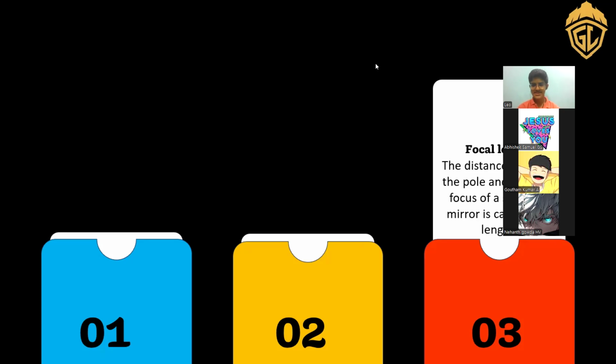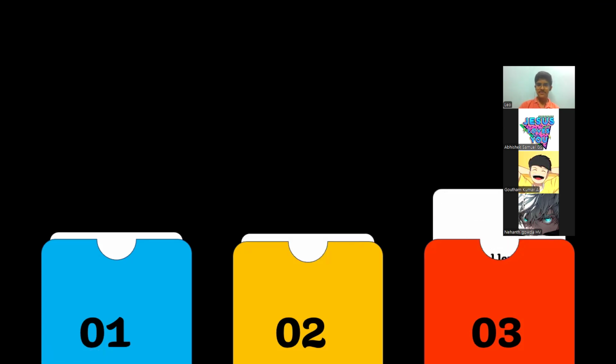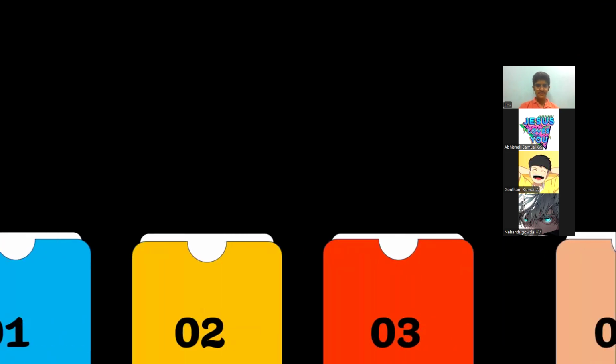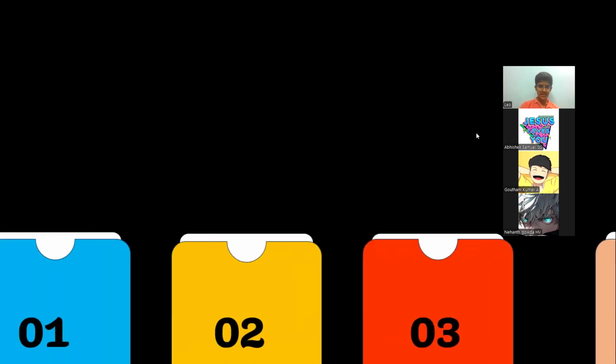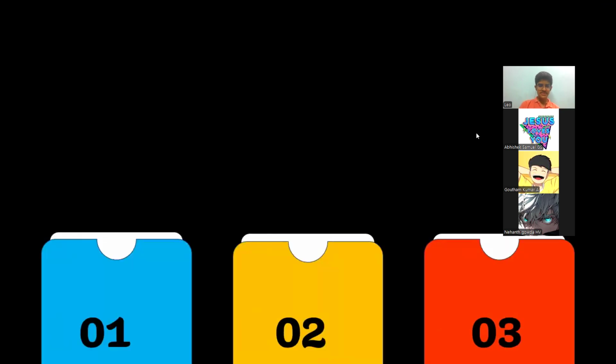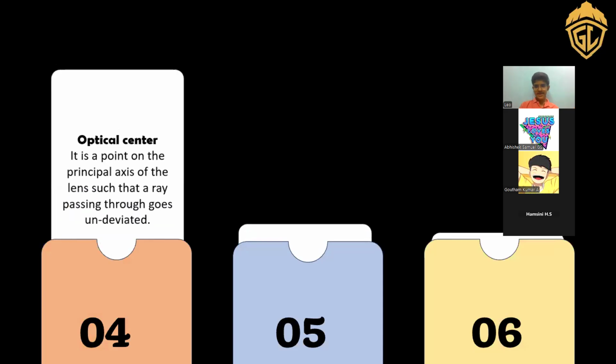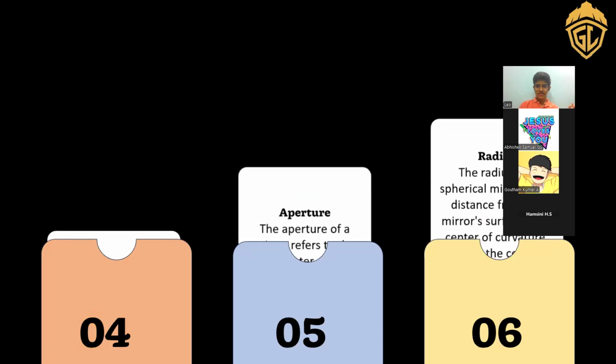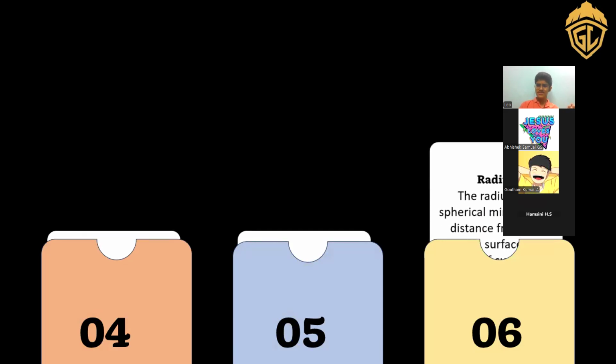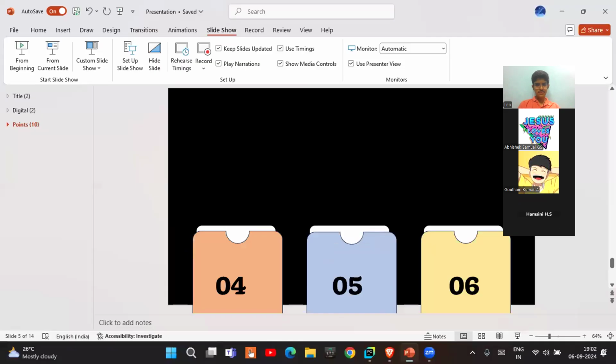Then I have 4, 5, 6. For 4, 5, 6, I used pan. So it goes from left to the right. So is it visible? Yeah, it's visible. Then the same thing again. So do you want to learn how to do this? Yeah. Yes.